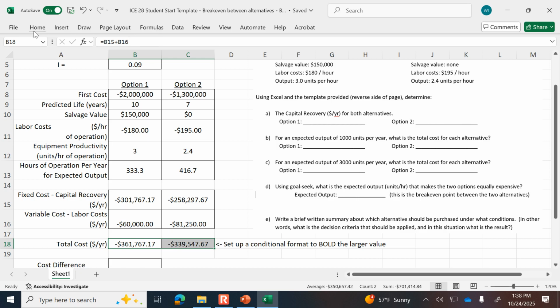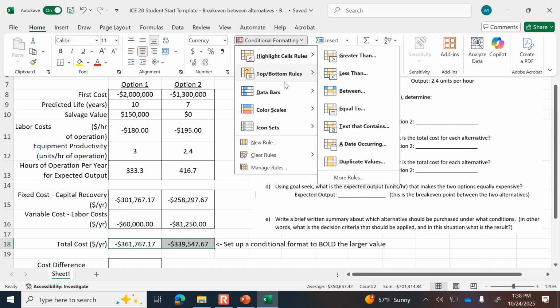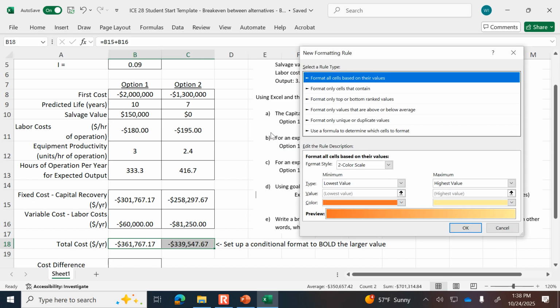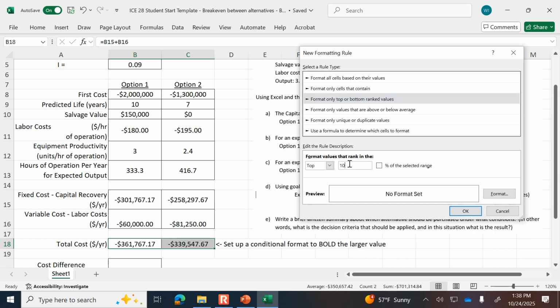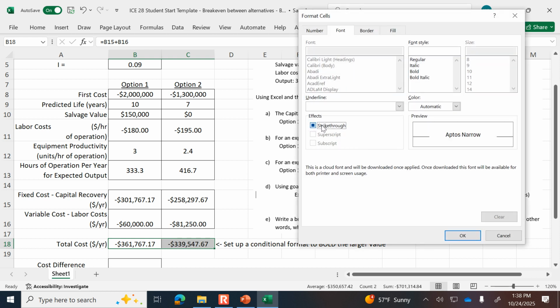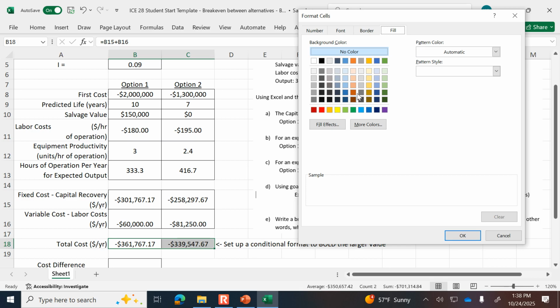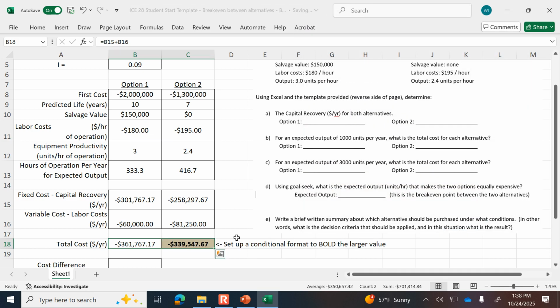All right, so home, conditional formatting, new rule. We want it to choose the top one. So it's going to be the value that's the biggest or the least negative. And then what will it do? We want it to be bold and maybe fill it in with a yellow highlighting. Okay. So now this is being selected because it's least negative. It's the top value.